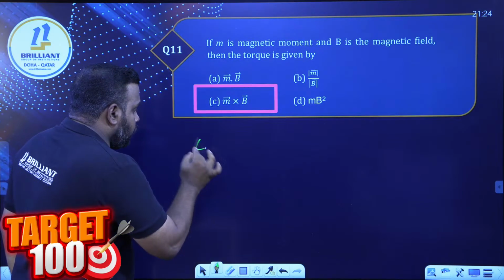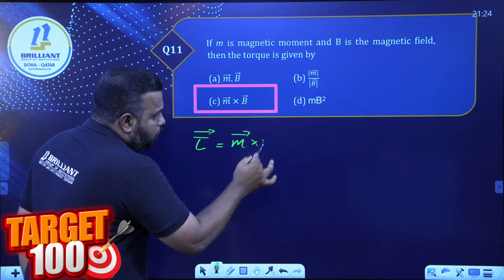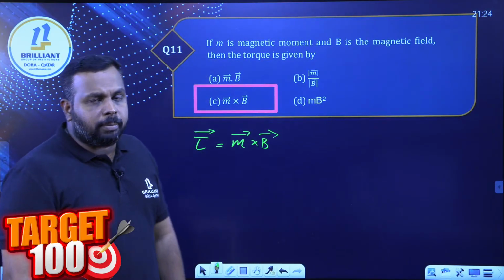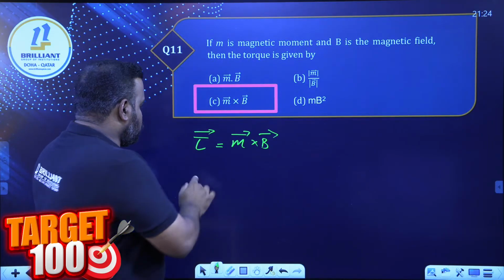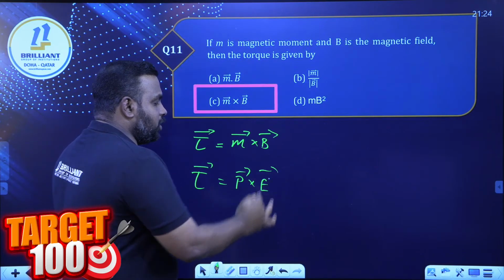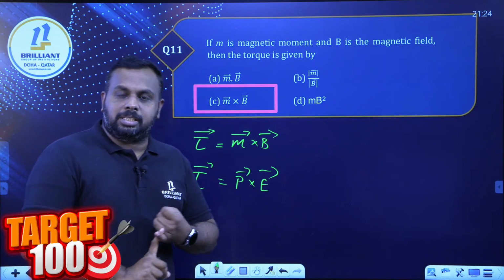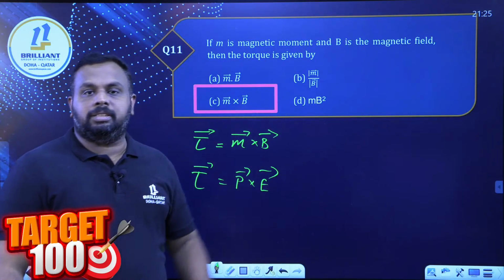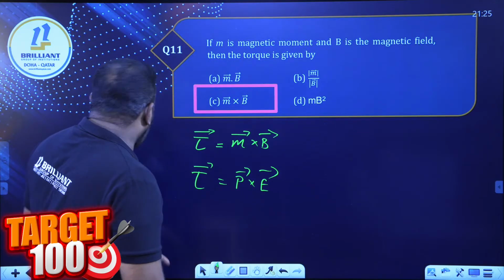In magnetism, the torque formula is M cross B, cross product of magnetic dipole moment and the magnetic field. At the same time, in electrostatics, you can make a comparison. What is the formula for torque in electrostatics? P cross E, identical formula, compare and study. P E sin theta in electrostatics, M B sin theta in magnetism. P is electric dipole moment, M is magnetic dipole moment. E is intensity of electric field, B is intensity of magnetic field. Easy, right? Yes. Going to question number 12.